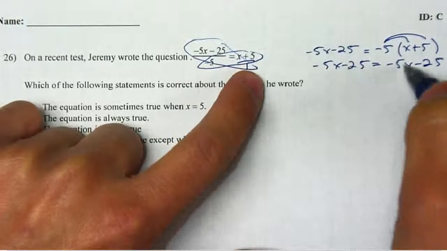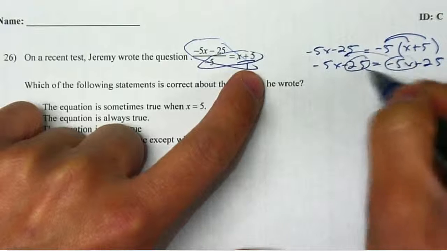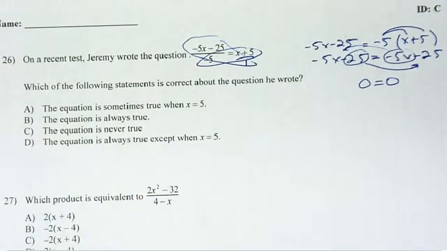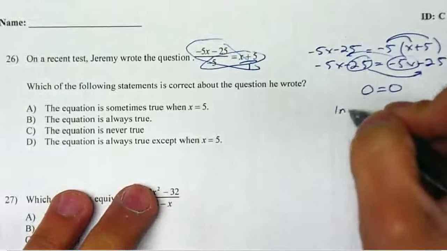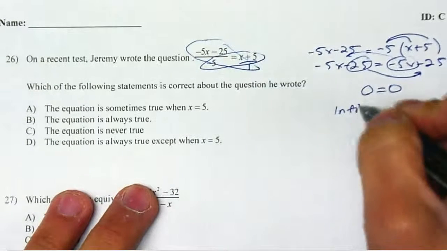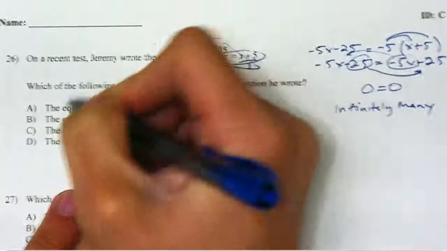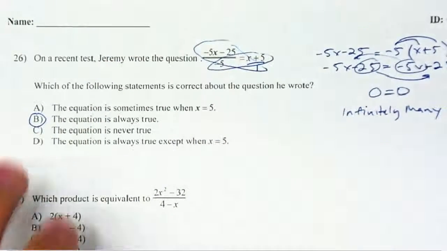Or if I try solving it all out, moving this to the left and this to the right, gives us 0 equals 0. Same number on both sides. So as we've learned before, this means infinitely many solutions. Or it doesn't matter what the x is. We know it's going to be true. So in this case, it's always true.